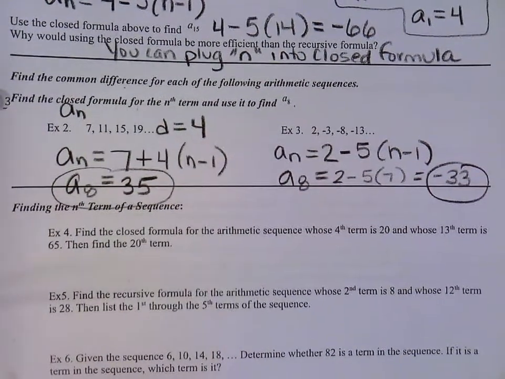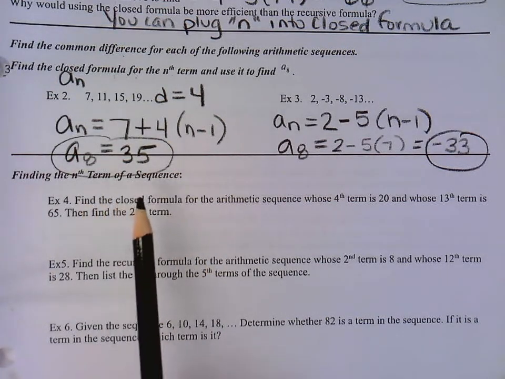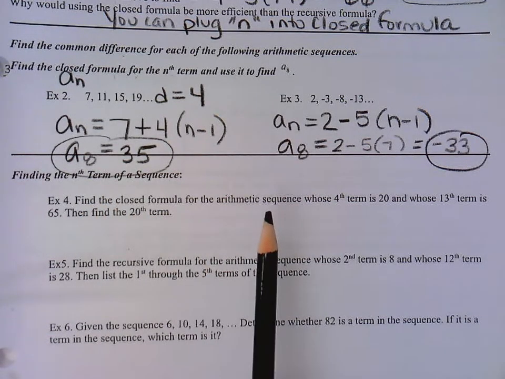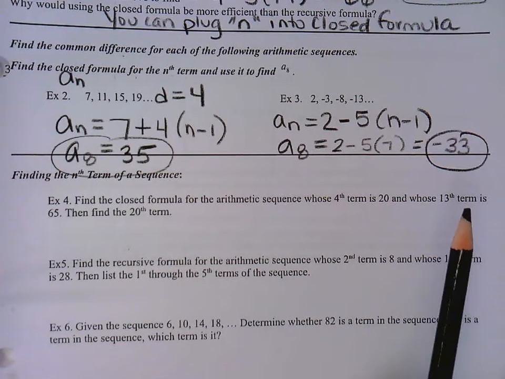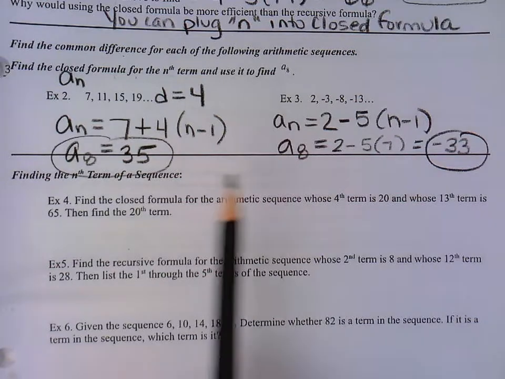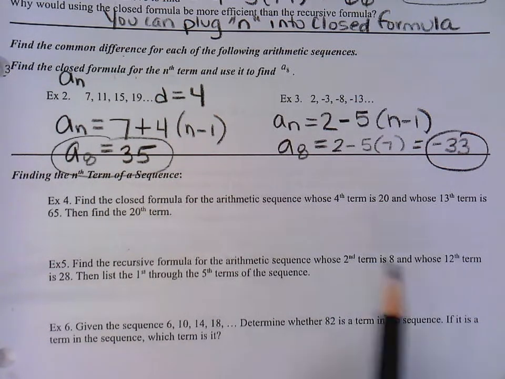So these are all linear functions, right? Constant rates of change. So every time they're going to tell you now, okay, we're dealing with arithmetic sequences. So this says, let's find the closed formula if we have an arithmetic sequence. They're giving you the 4th term and they're giving you the 13th term, and you have to find the closed formula to generate the 20th term.